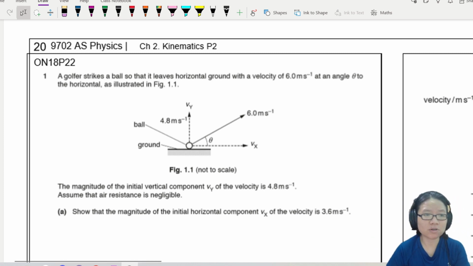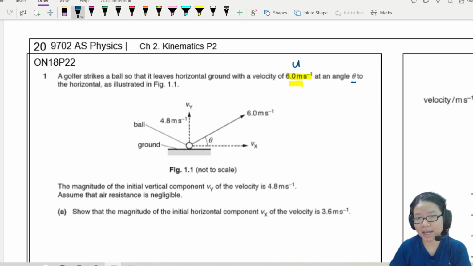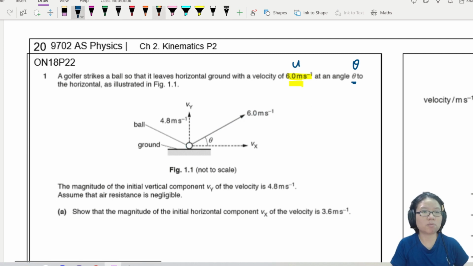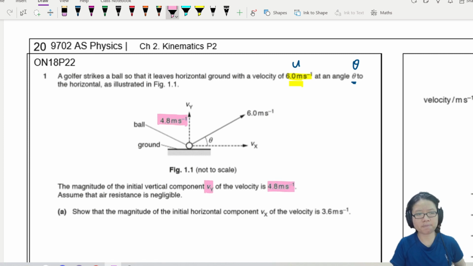A golfer strikes a ball so that it leaves the horizontal ground with a velocity of 6 meters per second. So I guess this would be my u, and an angle of theta to the horizontal, as illustrated in figure 1.1. There's a nice drawing here for you. There's a golf ball here that we will hit with a golf club and it will fly this way, sort of in projectile motion. The magnitude of the vertical component, Vy, is 4.8 meters per second. Assume that air resistance is negligible. In all your calculation-based questions, air resistance will be assumed to be negligible for now.